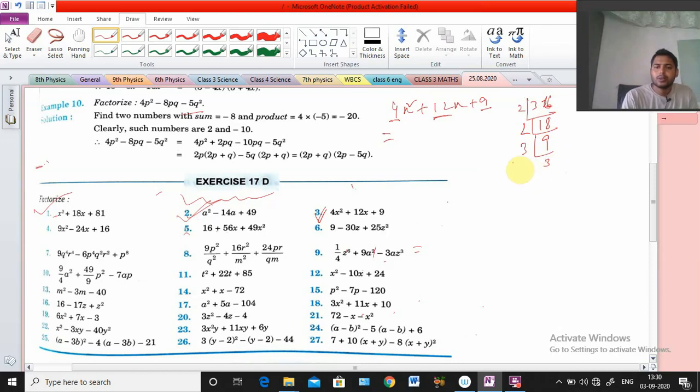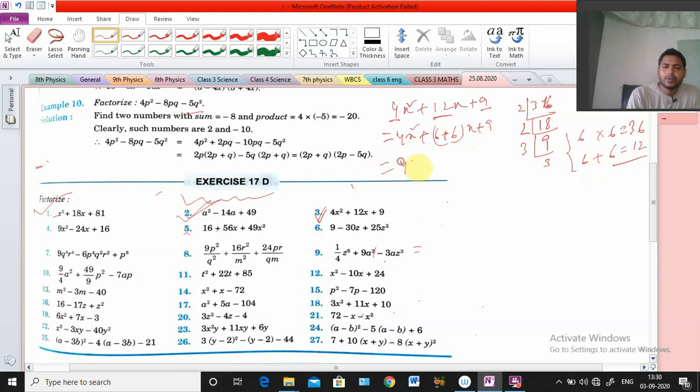9. Okay, so 12 needed means what? 12 means we can do one thing. See, 6 into 6 is 36, and 6 plus 6 is 12. We can do this one. Yes, that is better. Okay, so 4x square plus 6x plus 6x plus 9.